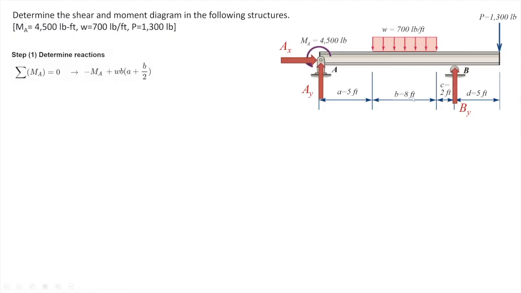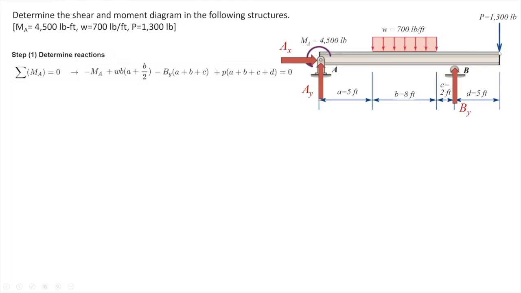The next force is the reaction force at B. The moment produced by that is equal to the magnitude of that force multiplied by its distance to A, which is 5 feet plus 8 feet plus 2 feet. The last moment is the moment produced by the concentrated force at the very right end, and that is equal to the magnitude of the force, 1,300 pound, multiplied by its distance to A. This moment gets positive sign because it is clockwise.